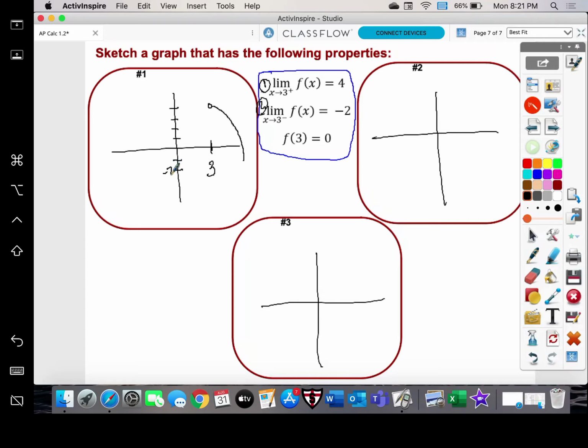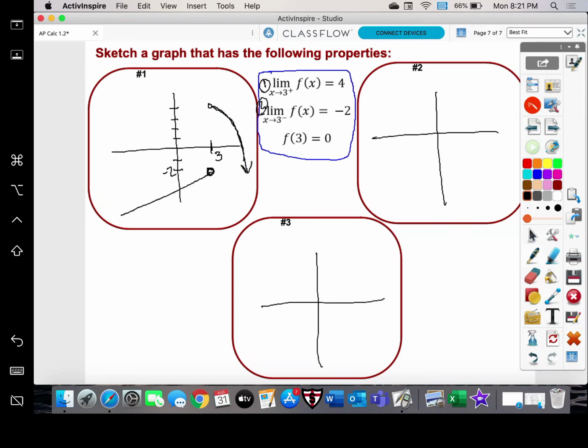So as I get closer to 3 from the left, I have to get close to -2. I put my 3 in the wrong spot. So maybe there's another open circle there. And maybe this part of the graph just is a straight line. I don't know what it looks like. So we have our 2 pieces right there taken care of.